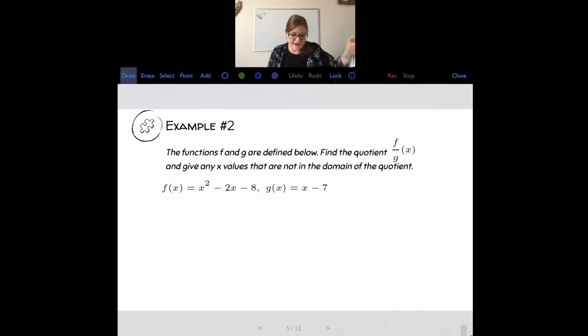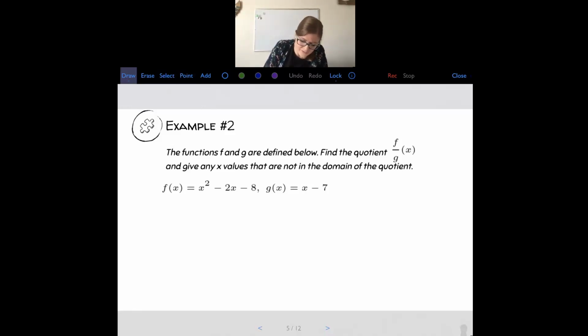Example 2. The functions f and g are defined below. Find the quotient f over g of x and give any x values that are not in the domain of the quotient. Looking at f and g, both of them have a domain of all real numbers. So we're good there, but we're going to find the quotient, so we'll have to be careful of the denominator.